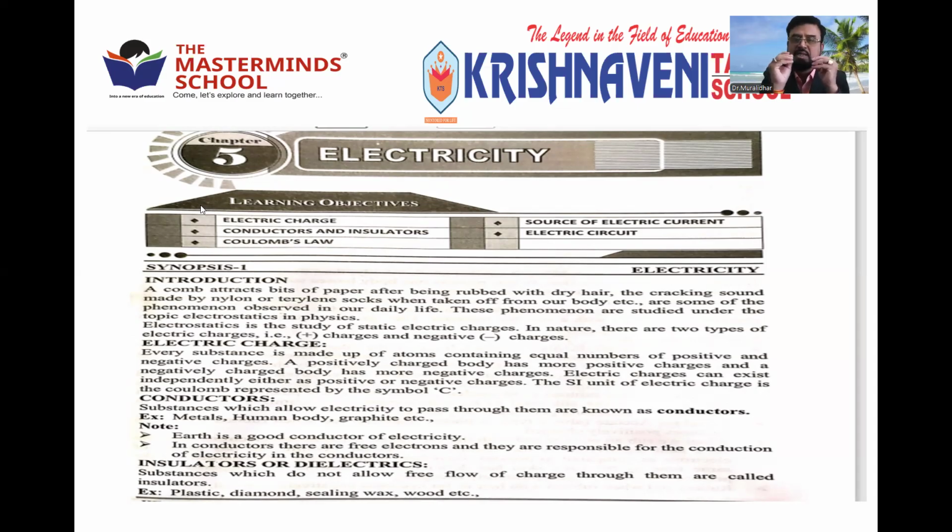There are substances, materials, right, which allow electricity to pass through them, called conductors. Like metals, all the metals are conductors. The human body is also a conductor of electricity. Graphite is a conductor. Then opposite to that, substances which do not allow electricity to pass through them, like wood, rubber, plastic, diamond, come under the insulators, which do not allow electricity to pass through them.